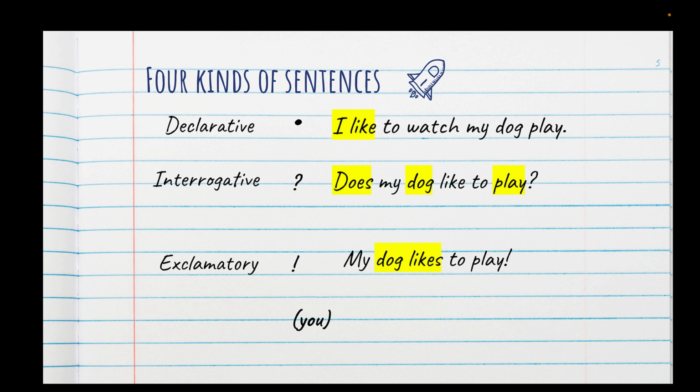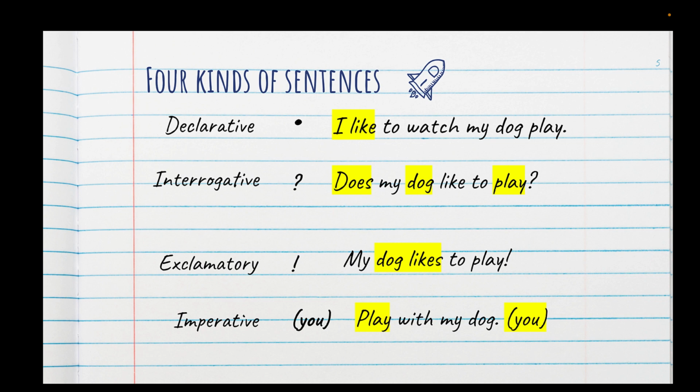The final sentence is a little bit more confusing. This is called the imperative. Imperative means, if something is imperative, it means it's important. But in this case, this imperative sentence is not always important. The imperative sentence is giving a direction, and the implied subject is you. So, for example, the sentence, play with my dog. You play with my dog. The implied subject is you. The you is not actually in the sentence, but it's a direction.